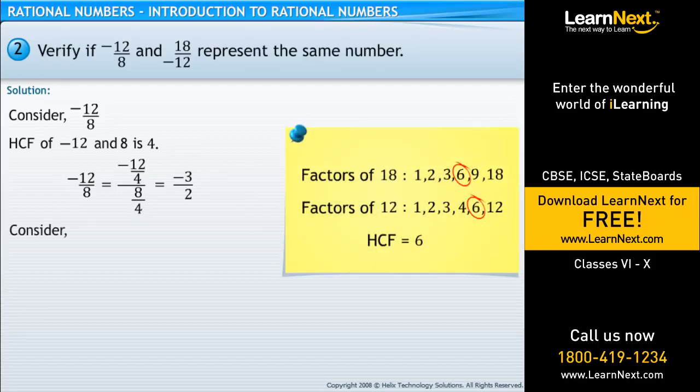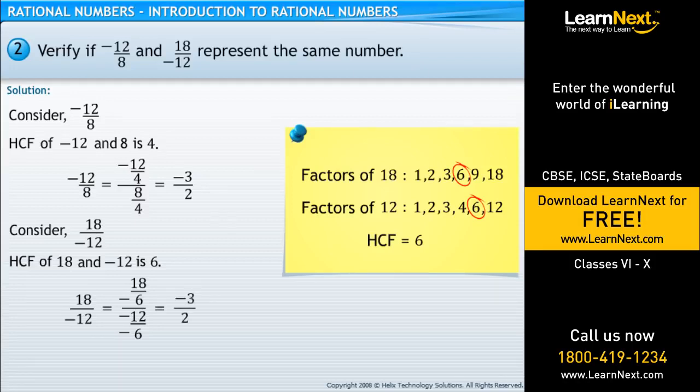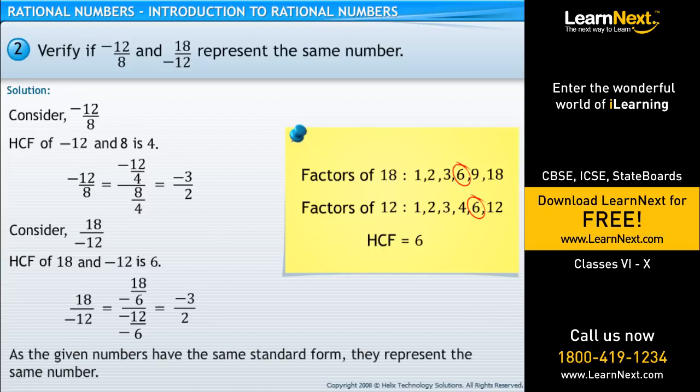Consider the other number, 18 upon minus 12. Highest common factor of these numbers is 6. Dividing 18 and minus 12 by minus 6, we get the standard form of 18 divided by minus 12 as minus 3 divided by 2. As the given numbers have the same standard form, they represent the same number.